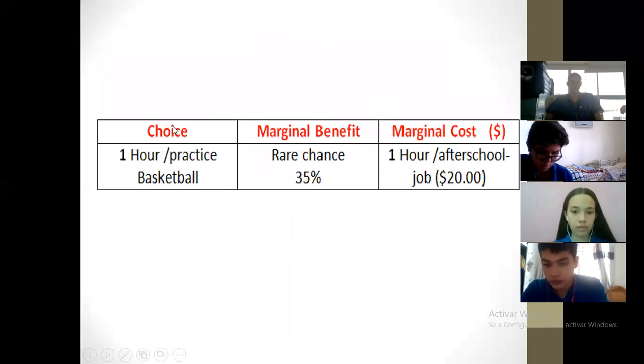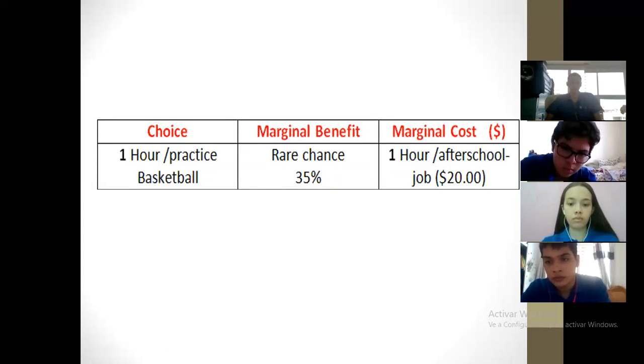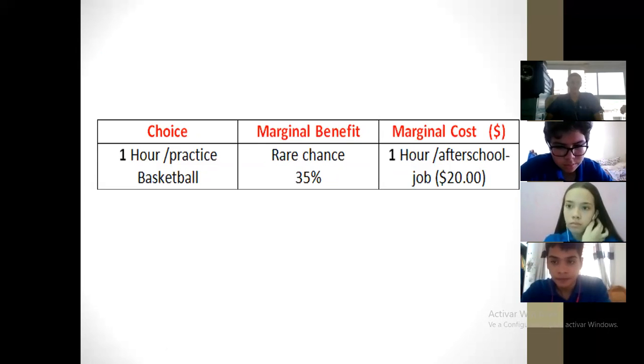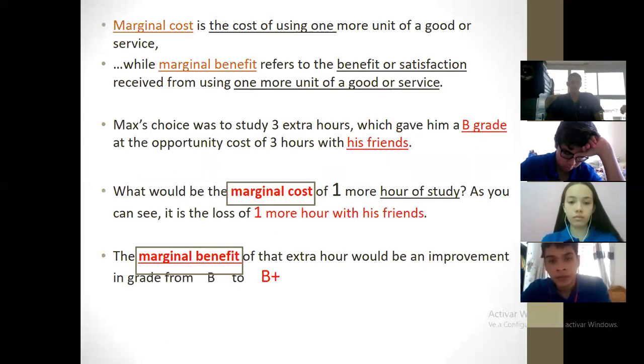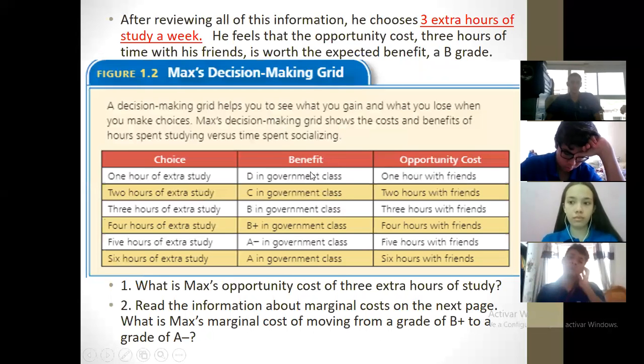Now, this is my decision-making grid. This is mine, okay? What Natalia did is okay. It's fine. What she did was okay. But the thing is, we need to give amounts. Why? Because after you complete this chart, you have to create a graphic.